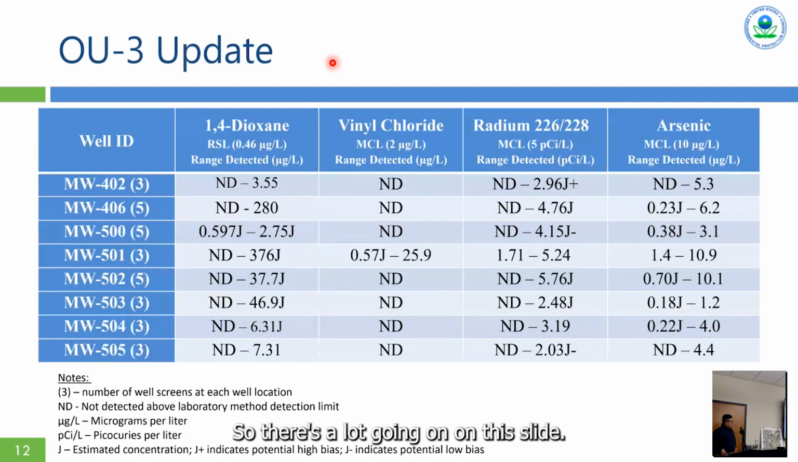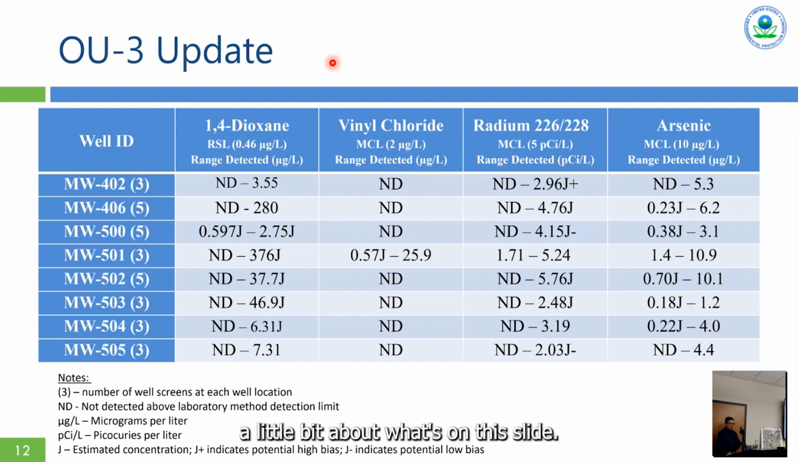Okay, so there's a lot going on this slide. This shows the most up-to-date groundwater results for a selection of off-site wells for a select four analytes: 1,4-dioxane, vinyl chloride, radium 226 and 228, and arsenic. There's a lot more in the way of contaminants out at the site, but these are just sort of representative. These are things you see most often in the groundwater.